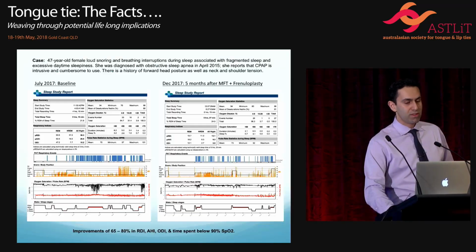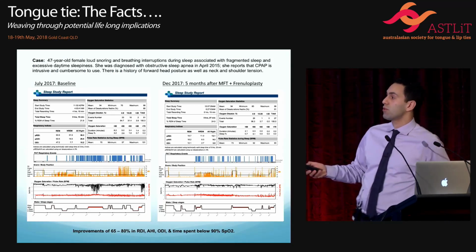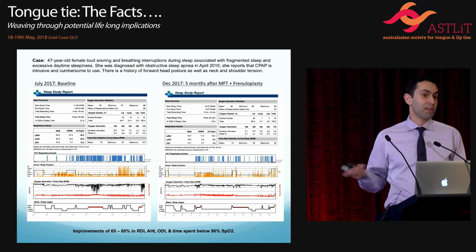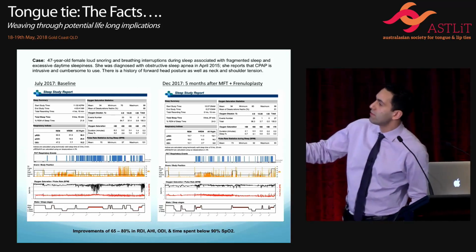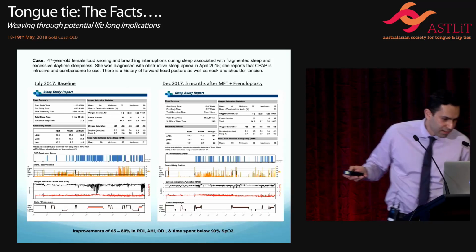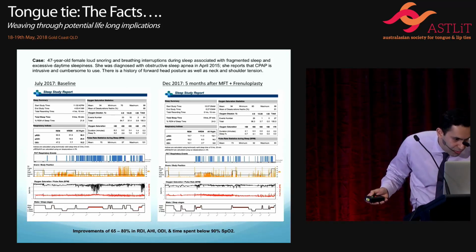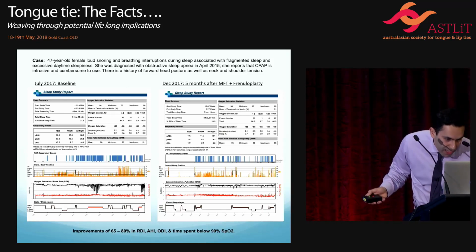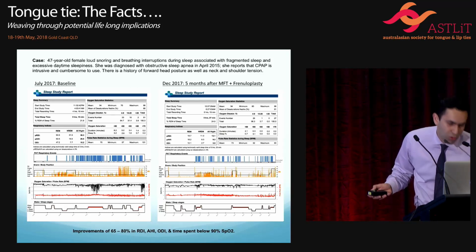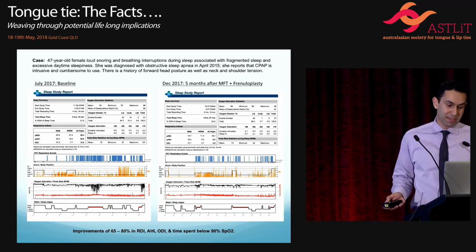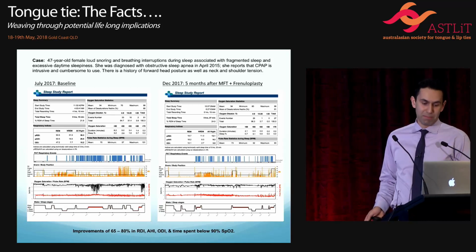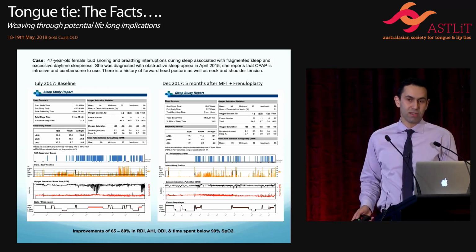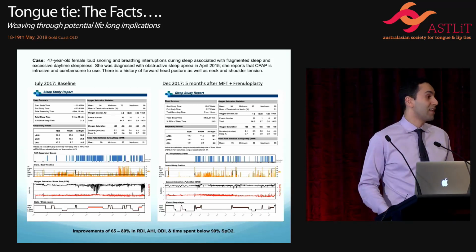Okay, and so what we did with this patient is we put her through myofunctional therapy and tongue tie release. And here's her baseline sleep study on the left, showing an apnea-hypopnea index of 26.86 events per hour, and her post-op results showing 9.2 events per hour, showing improvements in the apnea-hypopnea index, the respiratory disturbance index, the oxygen levels, and time spent below 90% oxygen, improvements of about 65 to 80%.